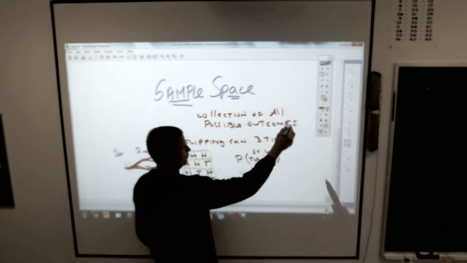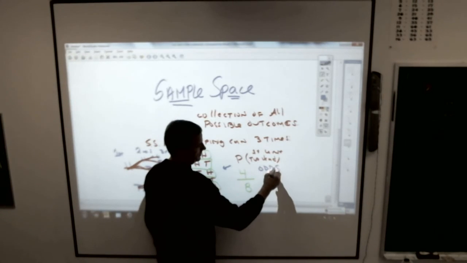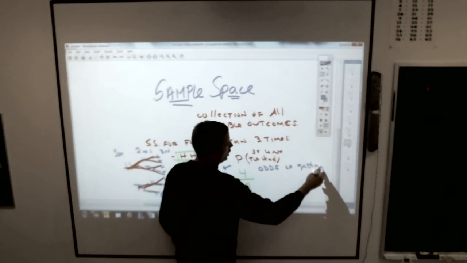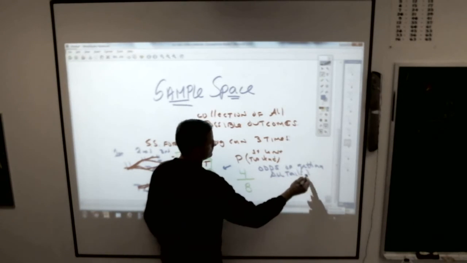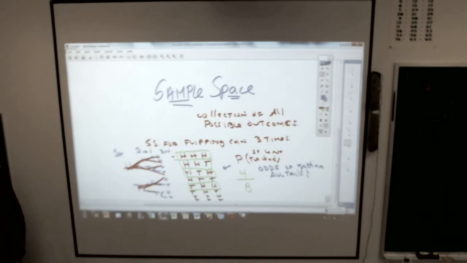Let me ask you this question. Using this sample space, what are the odds of getting all tails? What would be the odds of getting all tails?